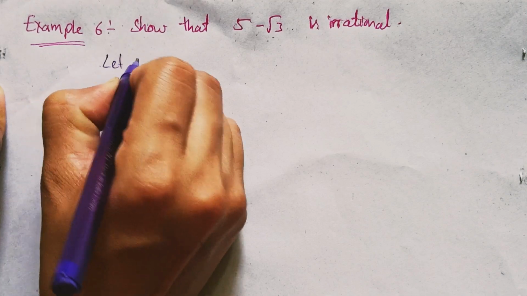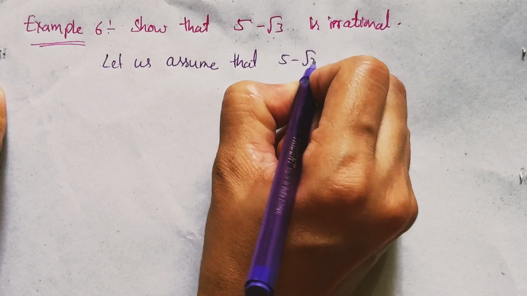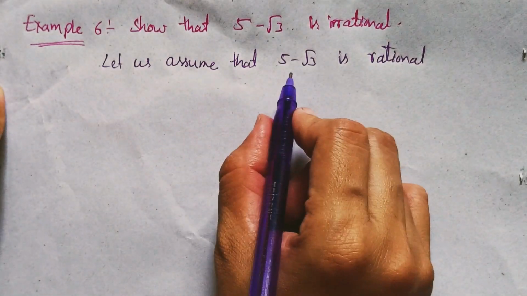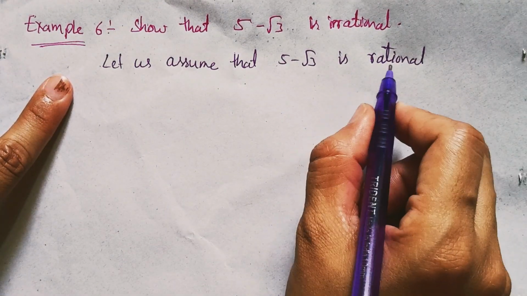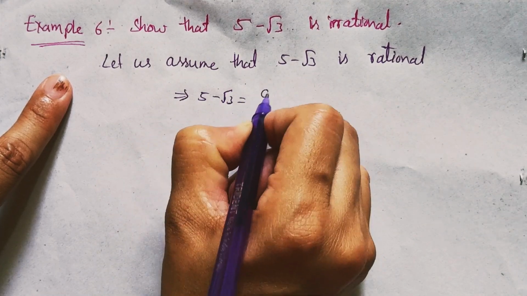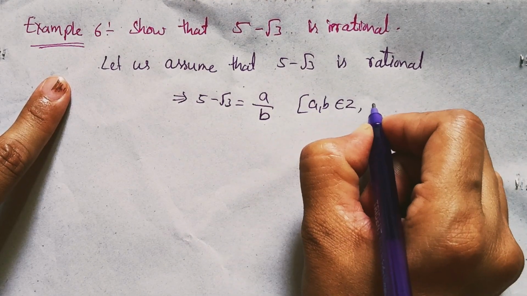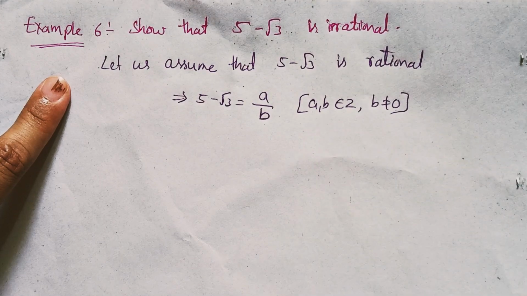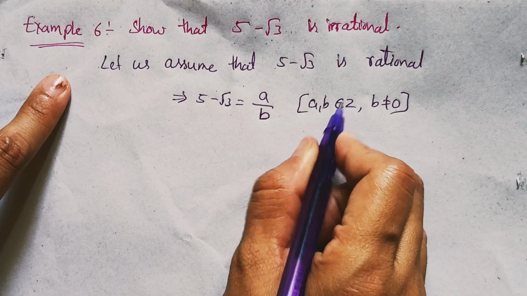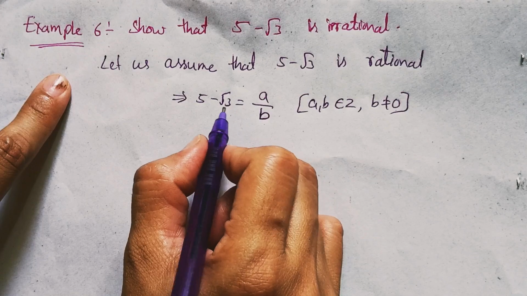So let us assume that 5 minus root 3 is rational. If 5 minus root 3 is a rational number, then it should be in the form of a by b. So 5 minus root 3 equals a by b, where a, b belong to Z, meaning integers, and b is not equal to 0. Now if you observe clearly, a and b belong to Z, which means integers. Here 5 is also an integer, but root 3 is different when we compare it to these terms.